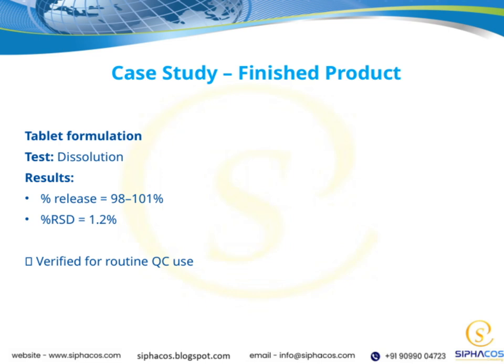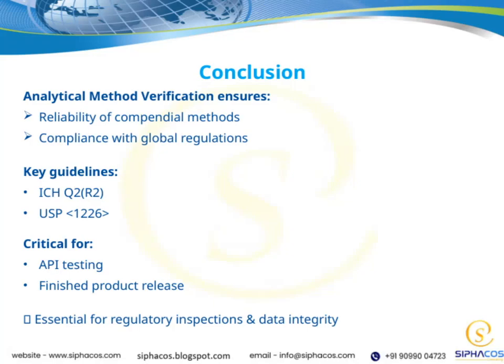the formulation's effectiveness. Additionally, the %RSD, or relative standard deviation, was only 1.2%, demonstrating excellent consistency and reproducibility in our testing. These results are critical because they show that the product performs reliably within the desired parameters. As a result, we've verified that this formulation is suitable for routine quality control use, ensuring that every batch meets the same high standards. This example highlights how thorough testing and solid data underpin confidence in our product's quality and performance. Let's wrap up with the conclusion.